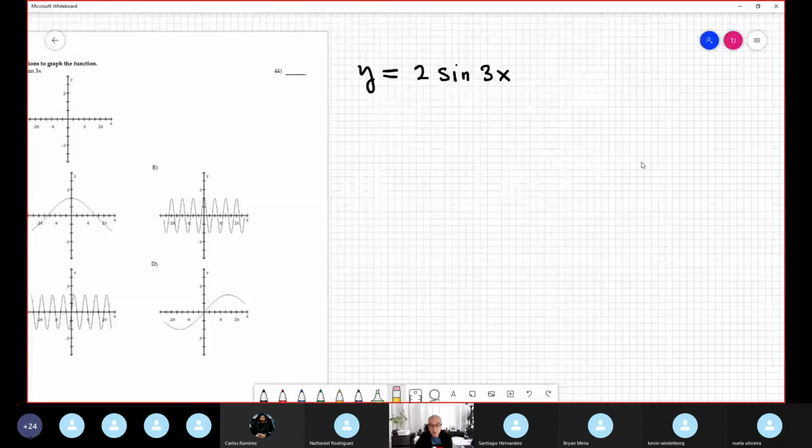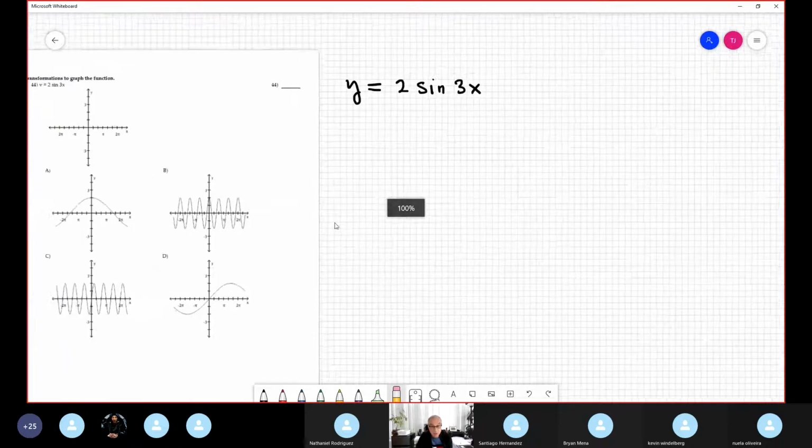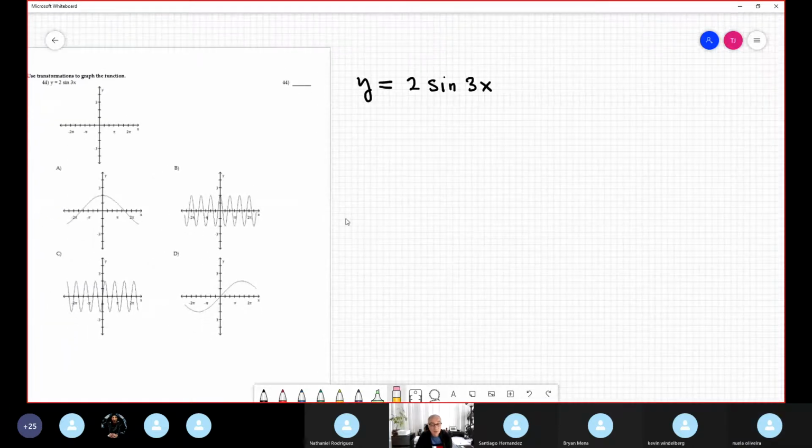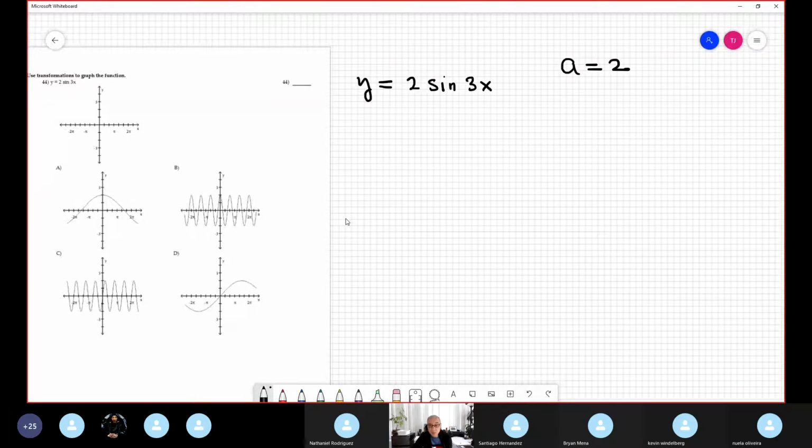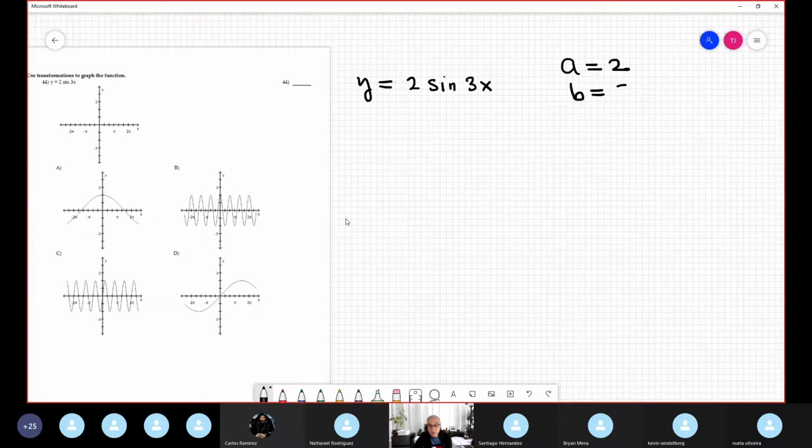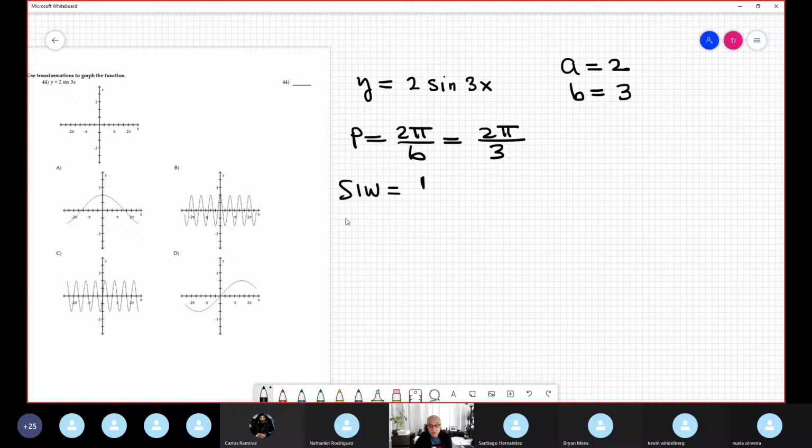So we are doing question 44, the first question about the graph in the review package, correct? I see that A is 2. Remember, A is amplitude, and B is the parameter that gives me information about the period. The period formula is 2 pi over B, always. In our example, B is 3, so that's 2 pi over 3. And the subinterval width is the period divided by 4.